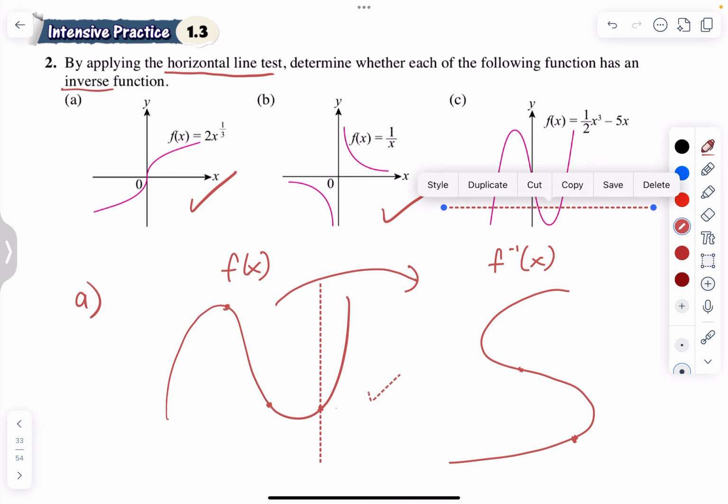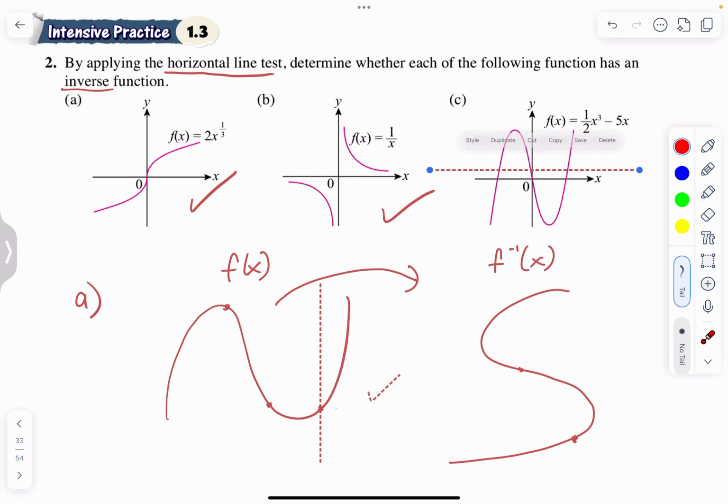For this graph, as you can see here, it cuts at three points. So this one is not a function. Okay, if it cuts at more than one point, it won't be a function then. So not a function.